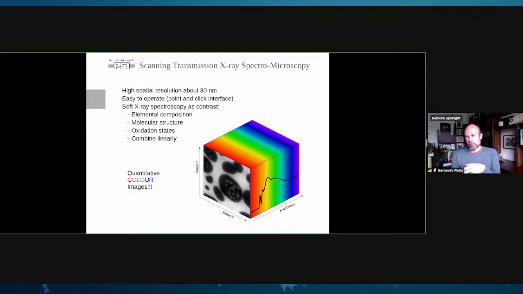And these spectra combine linearly. So if you have two materials present, then what we observe is just the sum of their spectra weighted according to whatever the proportion of those materials are present in. There's no interactions or anything to complicate things. So what we have are quantitative color images. We have a number of color channels in the energies that we choose to measure our images at. So we have three-dimensional data cubes here. So then the question is, how do we analyze this?